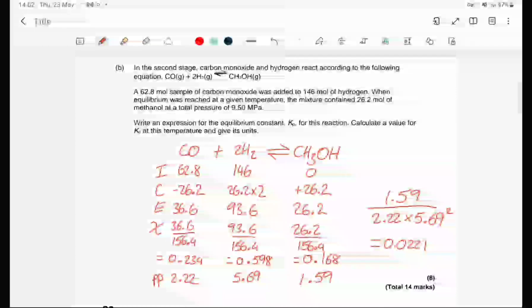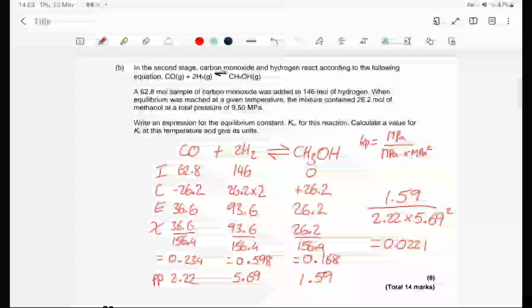The last bit then is working out the units for our Kp. So when it comes to working out the units for Kp, you need to take a look at the units that we use for pressure. In my case here, I kept my pressure as megapascals, so we're going to be using megapascals to work out our units. So to start with, you write out your Kp expression, but replace each of the numbers with the unit that was used.